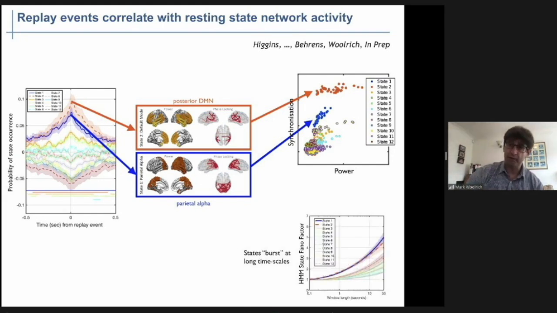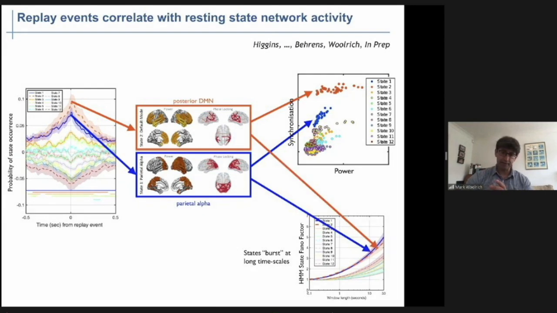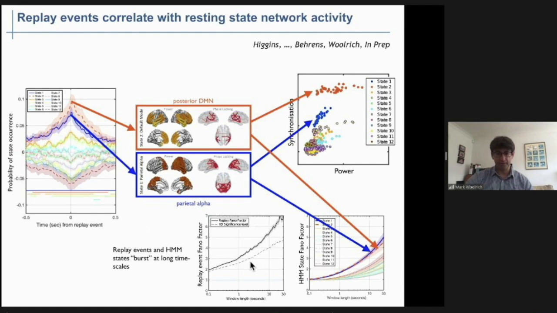You recall from earlier that we looked at the extent to which the state time courses show long-range temporal structure, which we quantified using the Fano factor. It tells us about the extent to which there's temporal clustering or burstiness of state visits. And again, these two states particularly stand out from the crowd by having exceptionally high amounts of long-range temporal structure compared to the other states. And this is particularly notable because if you look at running the same Fano factor calculation on the replay events themselves, they also show the same extent of bursting behavior at longer timescales as well. So clearly there's a link between the dynamics of these resting state network states and the replay events, both in terms of the fast switching, but also in terms of these long-range temporal dependencies as well.